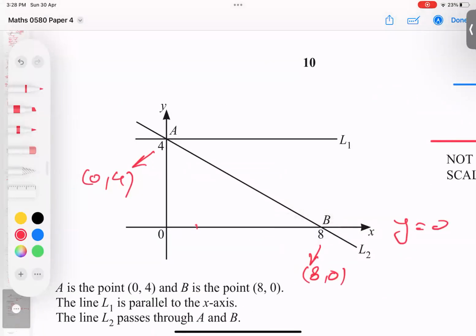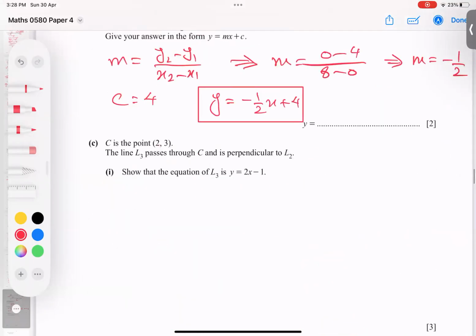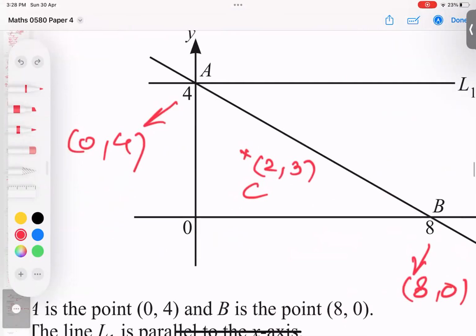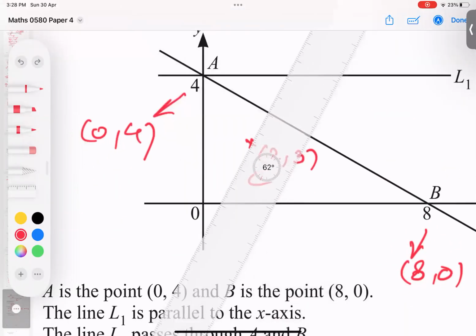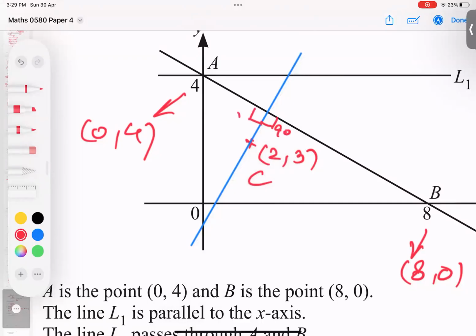So let's say 1, 2, and let's say 3 is somewhere here below. Okay, I show you here. This is (2, 3). All right, this is the C point. And he said that a line L3 passes through C and perpendicular to L2. It means perpendicular. I take a scale and show you. Is this line making 90 degrees? Look at it. Exactly. Sure, students. So I think you got the point. And this is 90 degrees for sure. Here or there, no issue at all.